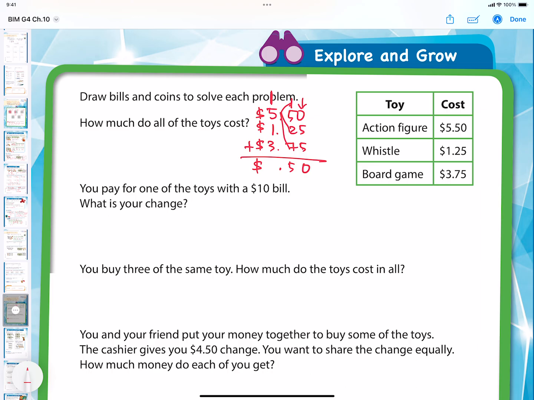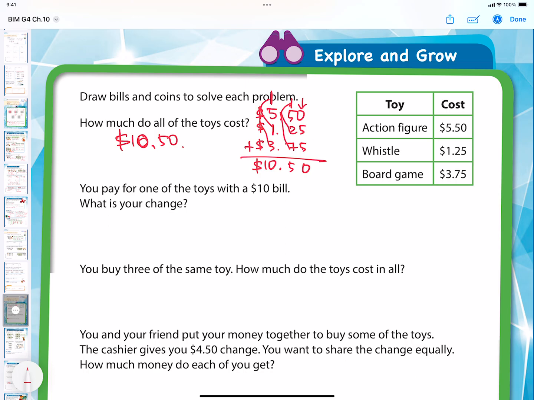And also, you can go ahead and do it in order. But you know what? I found this: 1 plus 1 is 2. 2 plus 3 is what? 5. So 5 plus 5 is what? 10. Isn't it easier? Right? Simpler. Right? So the answer will be what? All of the toys cost what? $10.50.